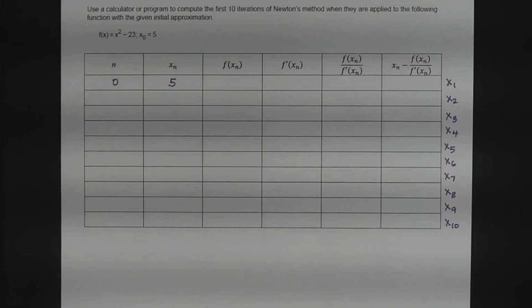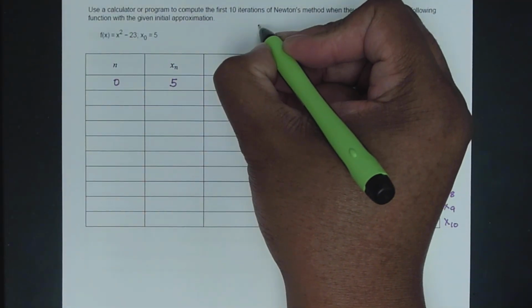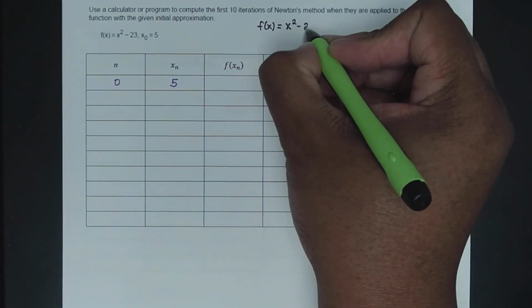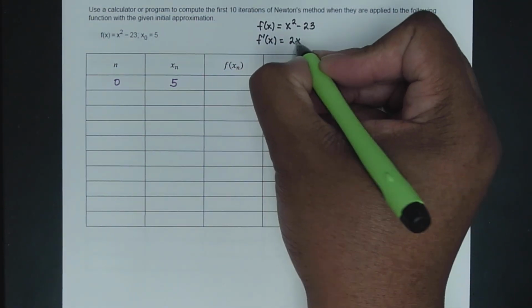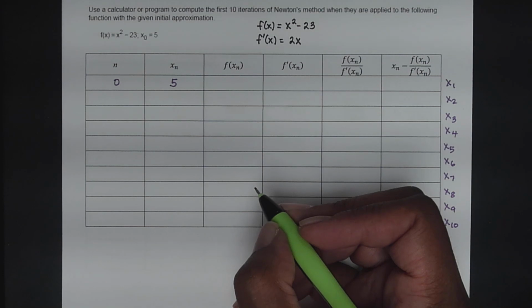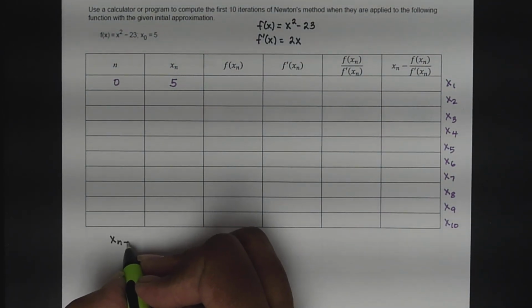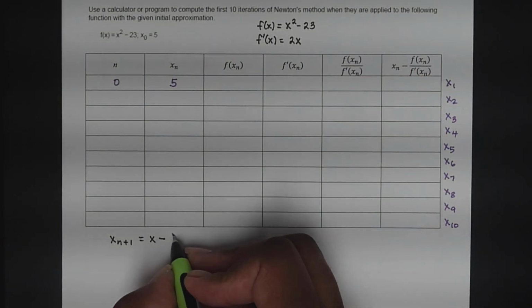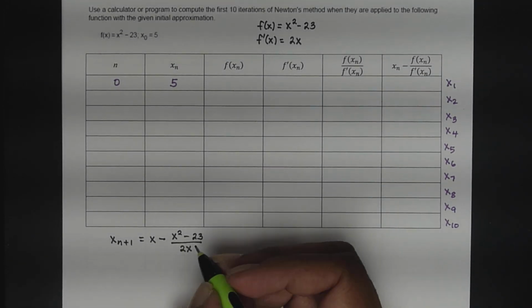Oh, before I do that, I cannot do this without finding out what our first derivative is. Our f of x is x squared minus 23. That would mean f prime of x will have to be 2x. And if that's the case here, x of n plus 1 would be x minus f of x, that's x squared minus 23, divided by f prime of x, which is 2x.